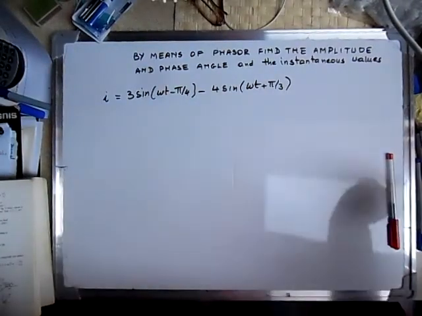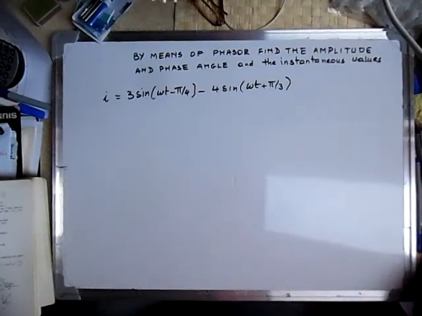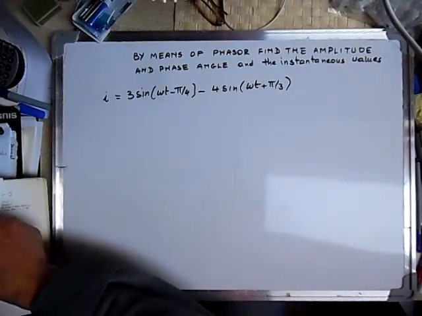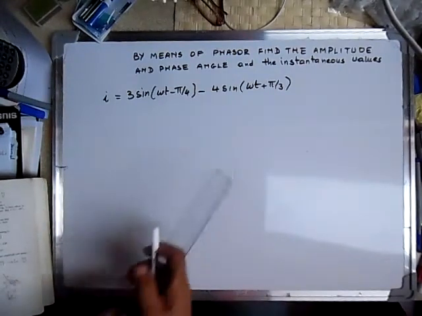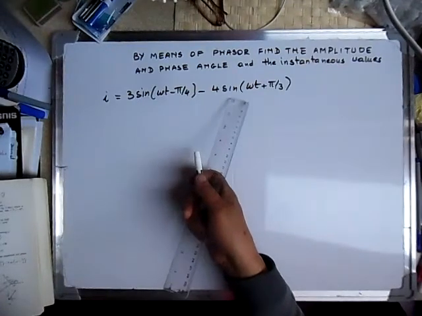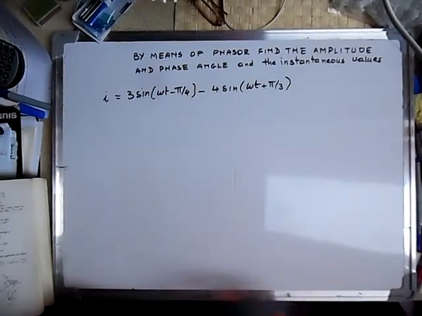Okay, I will try to show you how to add trigonometric functions graphically and algebraically. Suppose we have to add 3 sine(omega t minus pi over 4) minus 4 sine(omega t plus pi over 3).